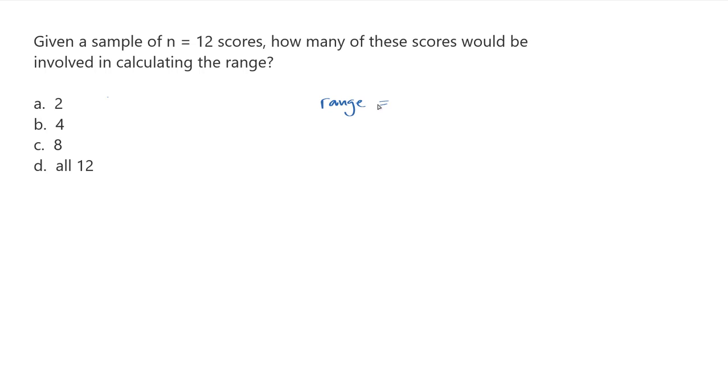In the last question, I had a look at the range using the real limits of a number. So there was the upper real limit of the maximum x minus the lower real limit of the minimum x. And then there's also, when you're not concerned about real limits, just the maximum x minus the minimum x. Now, both of these formulas have one thing in common.